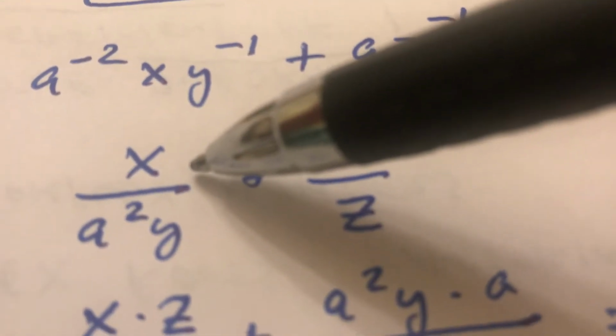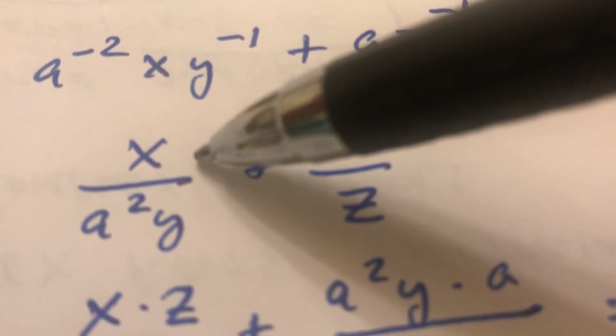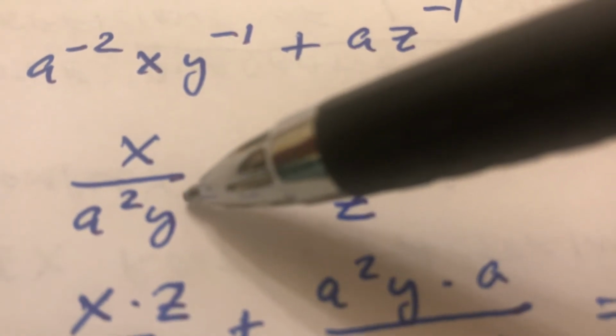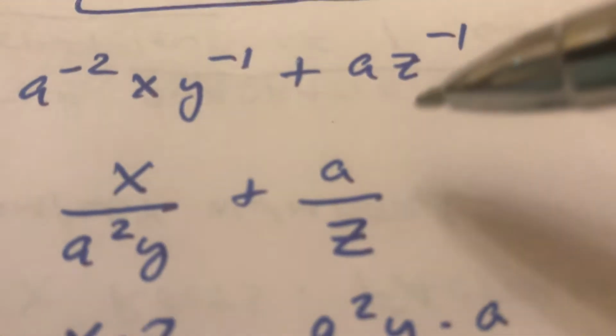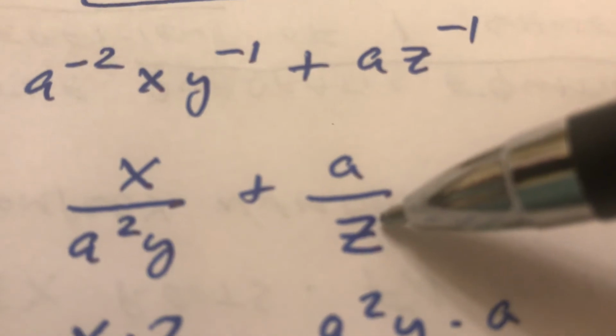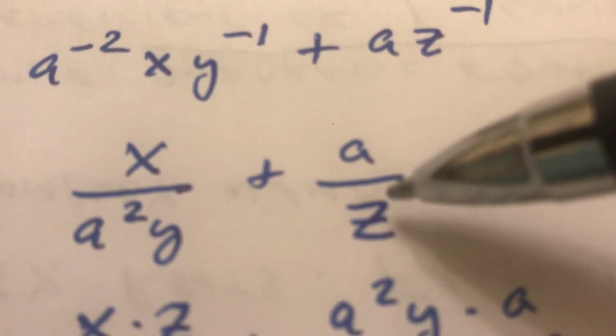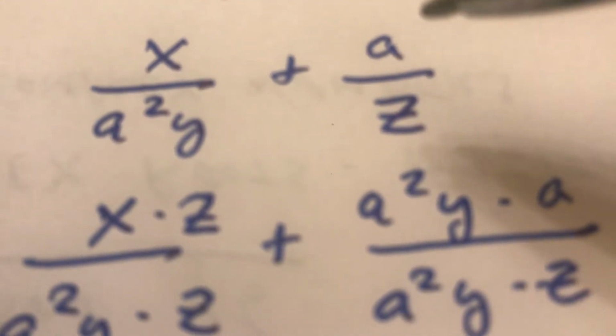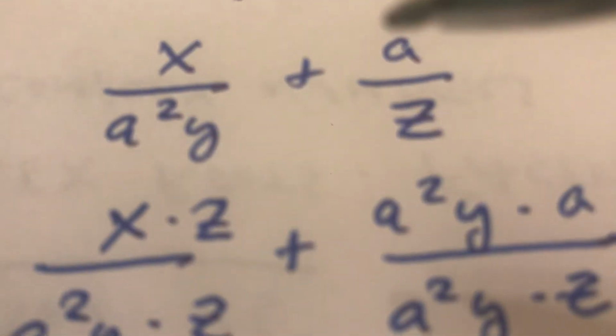The final problem, we take a bunch of negative exponents and change them. So I get x over a squared y. I bring the a to the negative 2 down, it becomes a squared. The y to the negative 1 becomes y to the 1, or just y. The z to the negative 1 becomes z to the 1, or just z. So my common denominator, you multiply them all together, is a squared y.